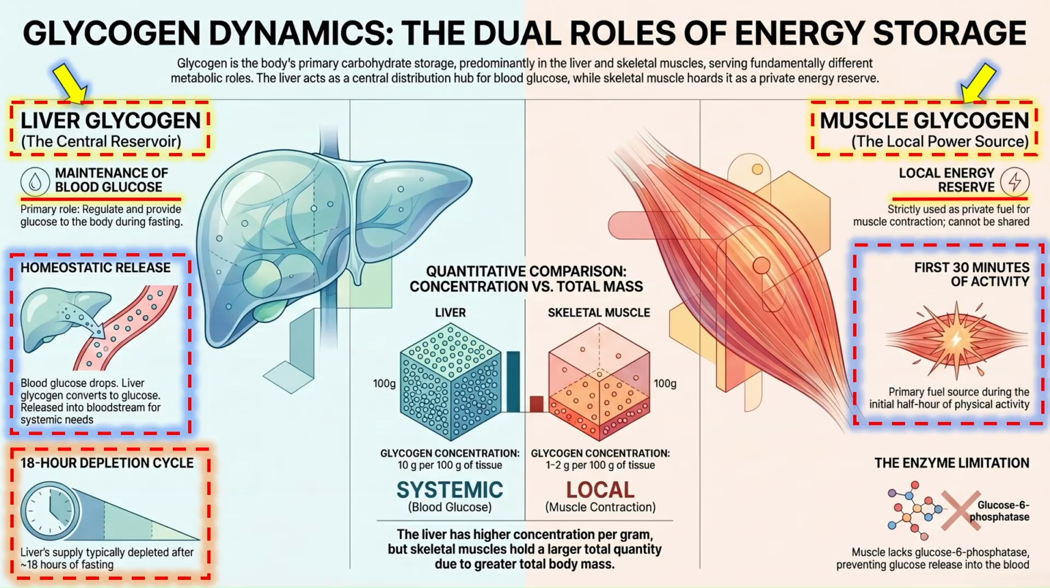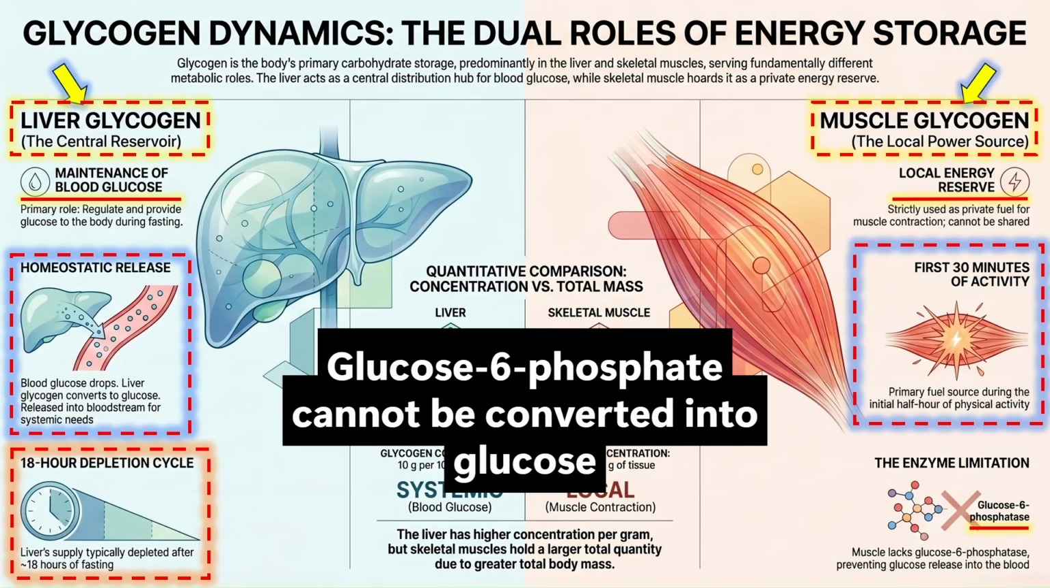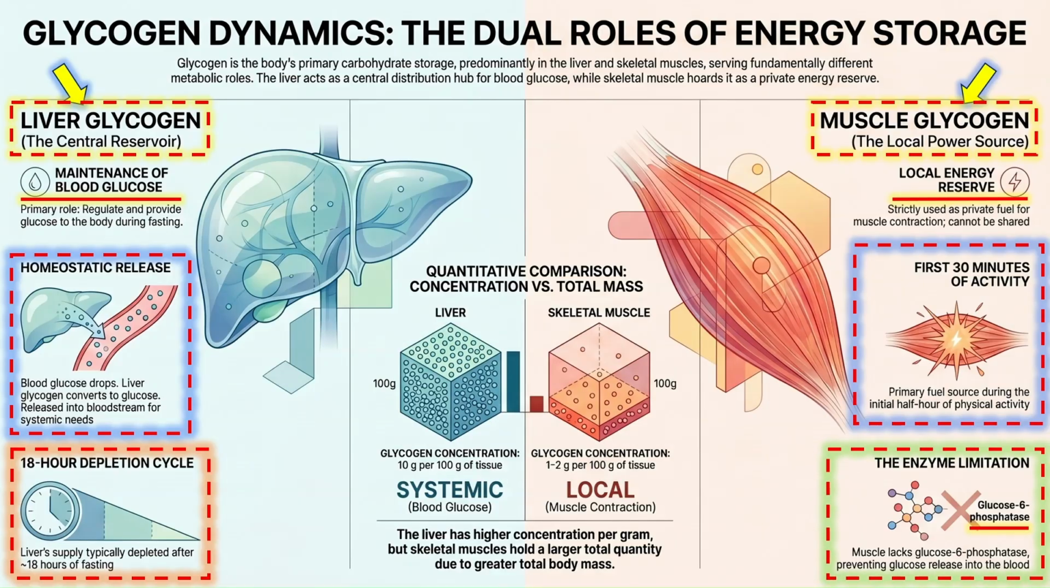Now, the question arises that if the muscle contains so much glycogen, why can't it release the glucose into the bloodstream during fasting? The answer is that skeletal muscle lacks the enzyme glucose 6 phosphatase. Without this enzyme, glucose 6 phosphate cannot be converted into the free glucose. As a result, muscle glycogen can only be used within the muscle itself and cannot contribute to the blood glucose maintenance.